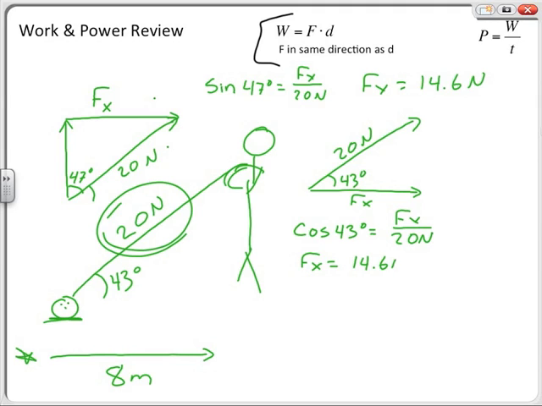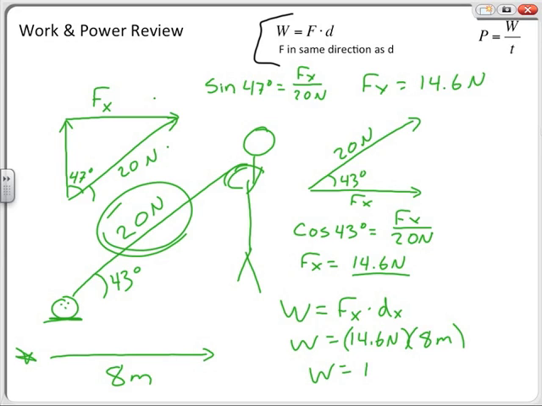So the end thing here that's important is that I have 14.6 newtons of force that's actually in the direction of motion, and so now I can calculate my work. So now I have the Fx times the displacement, which was also in the x direction, and my work is going to be 14.6 newtons multiplied by 8 meters, and I get that I did 117 joules of work.